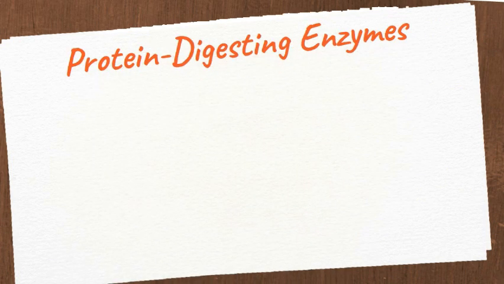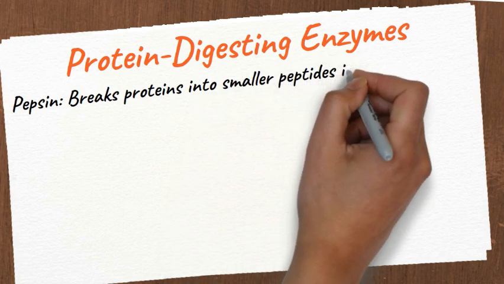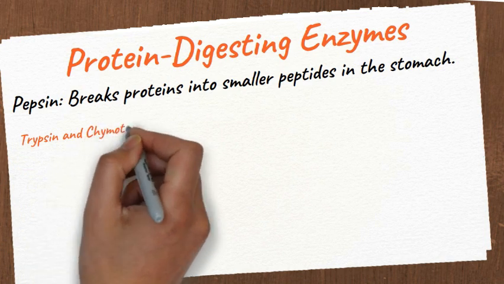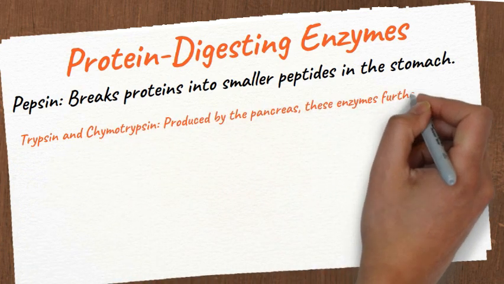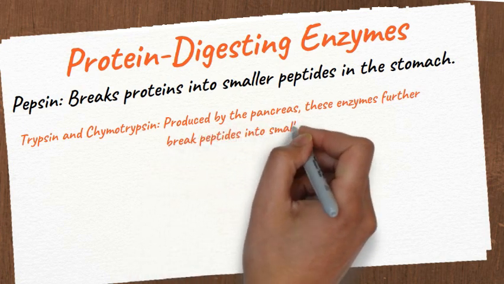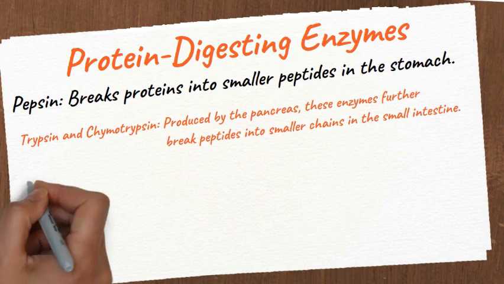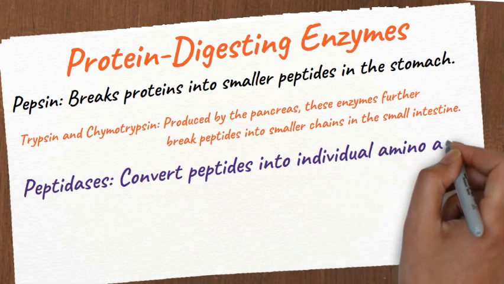Under protein digesting enzymes, we have pepsin, which breaks proteins into smaller peptides in the stomach. We have trypsin and chymotrypsin, which are produced in the pancreas, and these enzymes further break down peptides into smaller chains in the small intestines. We also have peptidases, which convert peptides into individual amino acids.